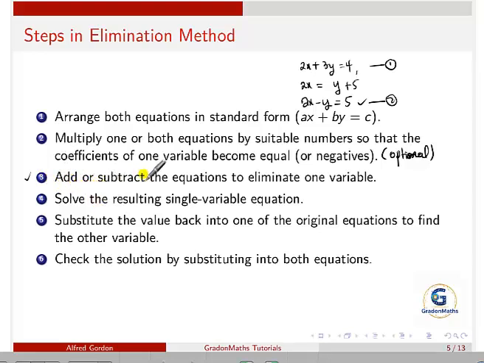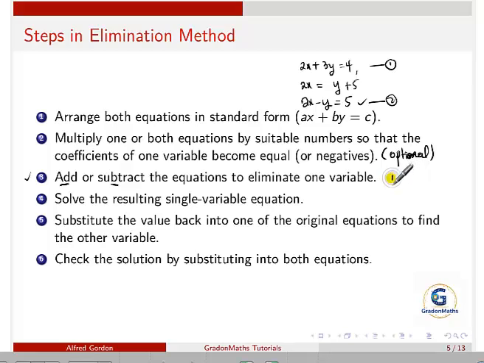We add or subtract the equations to eliminate one variable. So here you have two things to do: either we add or we subtract. Whenever we find that the variables have the same coefficients, meaning they have the same sign, so if they have the same coefficients, then they have the same sign.